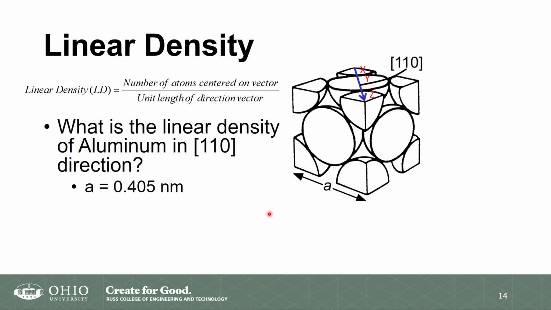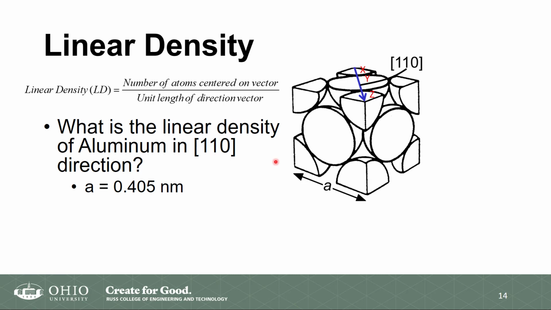So the next thing we'll talk about is the concept of linear density, which I explained to be basically the atomic packing factor for a line. The linear density is given by the number of atoms centered on the vector divided by the unit length of that direction vector.